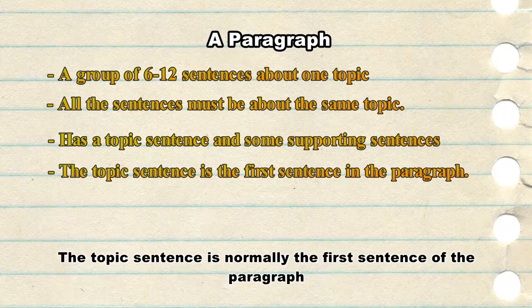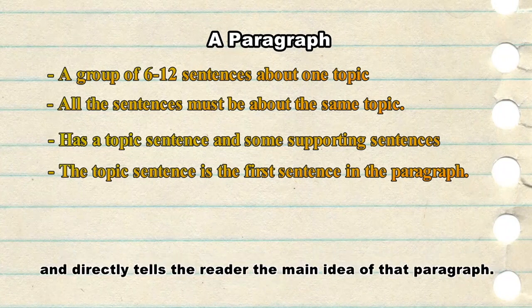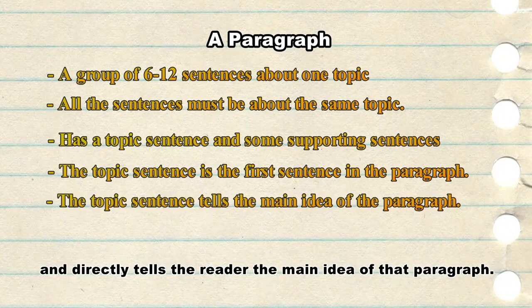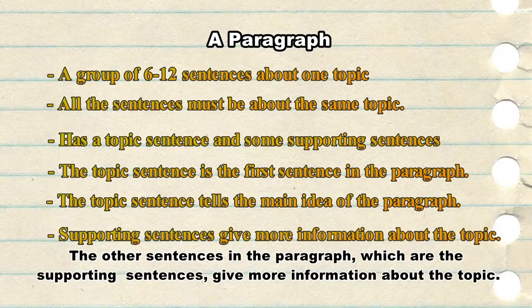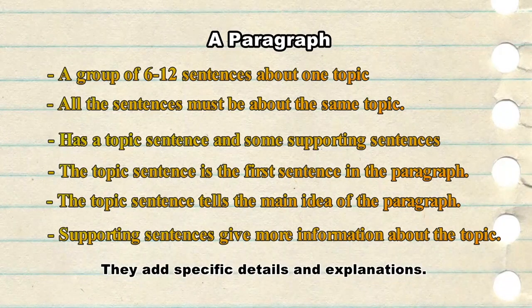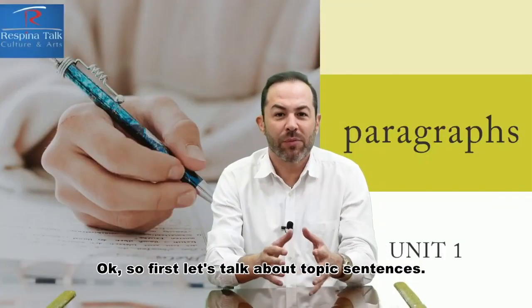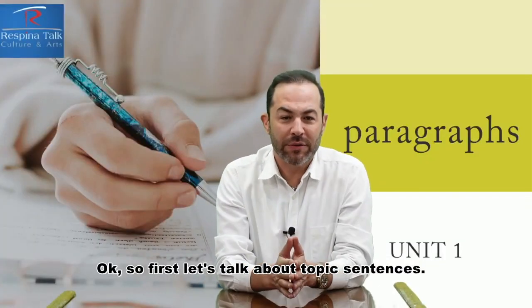The topic sentence is normally the first sentence of the paragraph and directly tells the reader the main idea of that paragraph. The other sentences in the paragraph, which are the supporting sentences, give more information about the topic. They actually add specific details and explanations. Okay, so first let's talk about topic sentences.